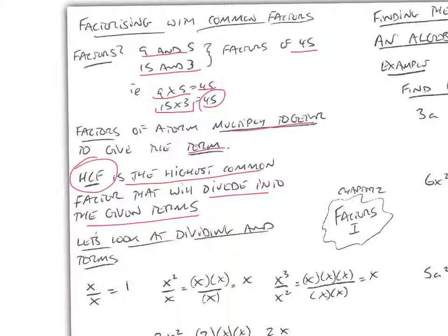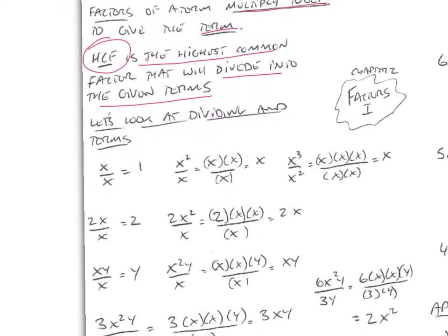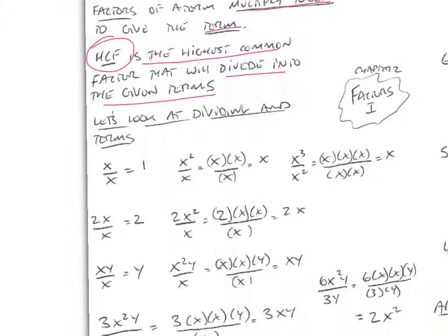Okay, and before we go any further, I just want to look at how we consider dividing terms, like dividing the term x by x. x goes into itself once, so it's 1. 2x divided by x is 2. xy divided by x is y.